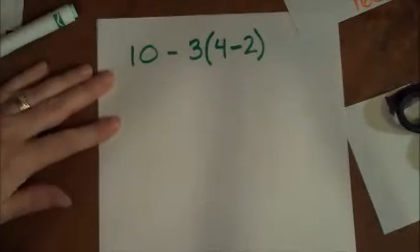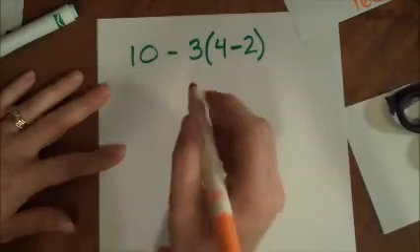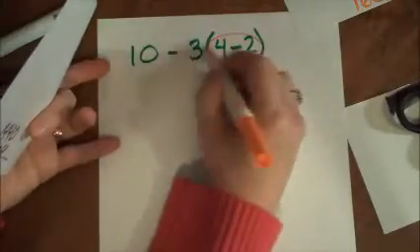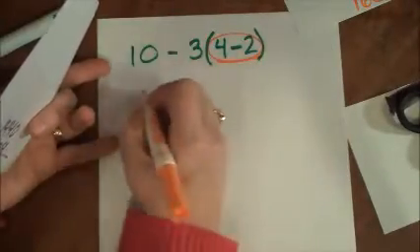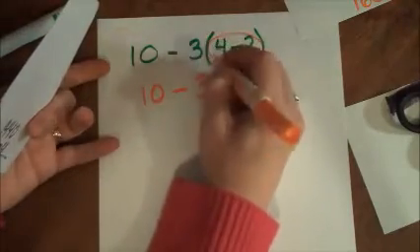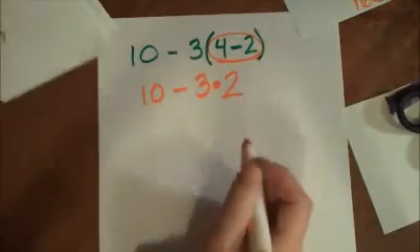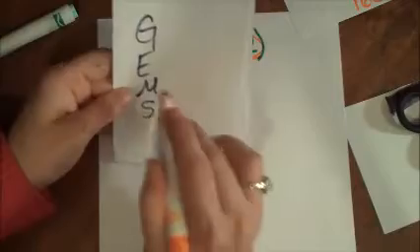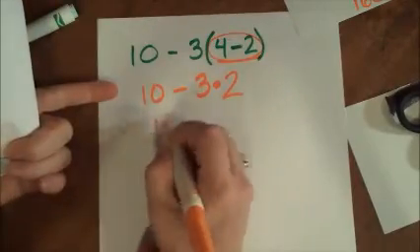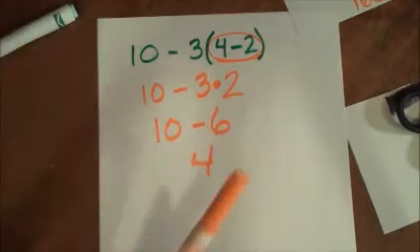This example says 10 minus 3 times the difference of 4 and 2. Using my checklist, there is groupings, so I do this and write the whole problem. 10 minus 3, because it's right beside the parentheses, it means times, and 4 minus 2 is 2. There are no exponents, but multiplication says do that first, so 10 minus 6. 10 minus 6 is 4.